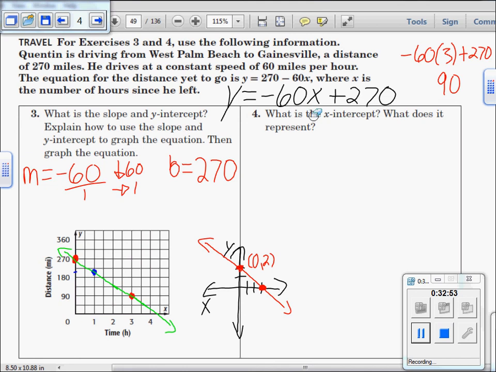Now, that actually makes sense. At the y-intercept, x equals 0. So if you were to plug in a 0 for x, you'd have negative 60 times 0. Anything times 0 is 0. So if you plug in a 0 for x, all of this is 0, and you would be left with y equals 270. So that means the y-intercept is 270.